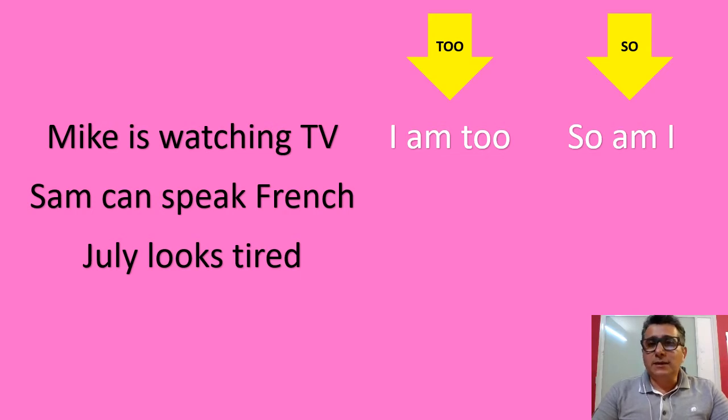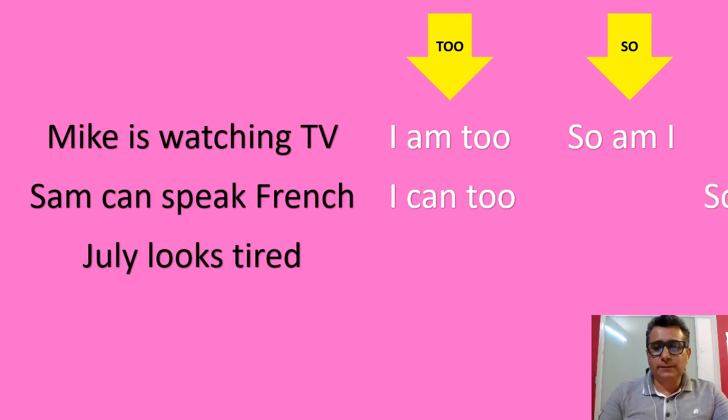Statement or expression number two. Sam can speak French. I can too. Sam can speak French and I can too. Sam puede hablar francés y yo también puedo. Sam can speak French and so can I.